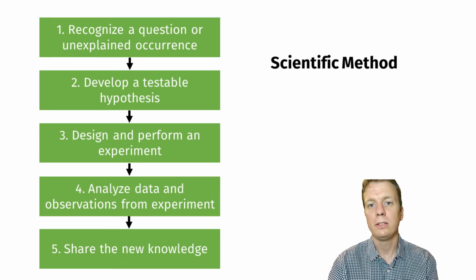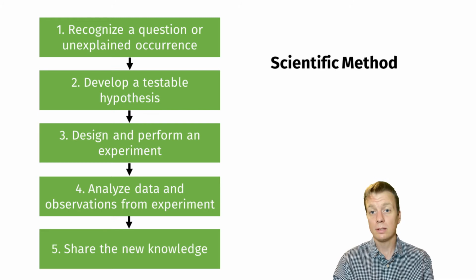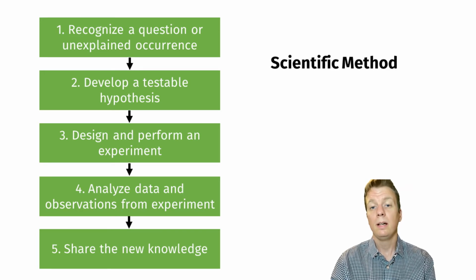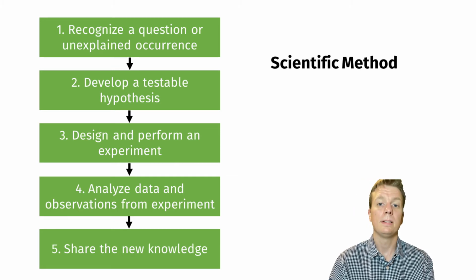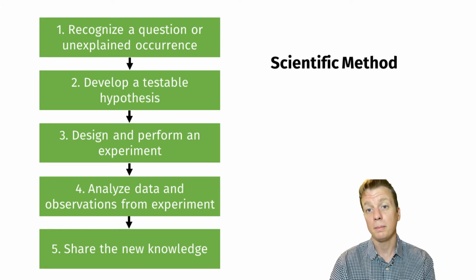Step 5 is to share the new knowledge. Science is never done in a vacuum. Publishing articles and giving talks and lectures are an important way to disseminate the new knowledge that was gained through the scientific method. It also allows others to review and critique things, like the methodologies or what the scientist discovered. It also allows for others to repeat the experiment and confirm or replicate the original findings.